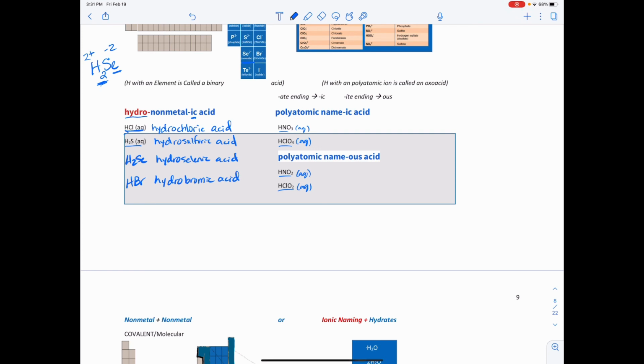So hopefully you're seeing these are all a trend. This is how you name it. Again, if it's just H and an element, just one type of element.